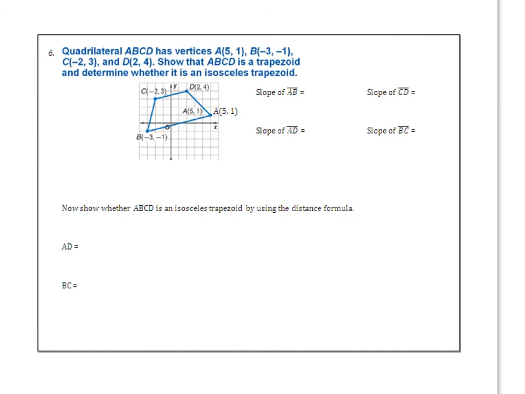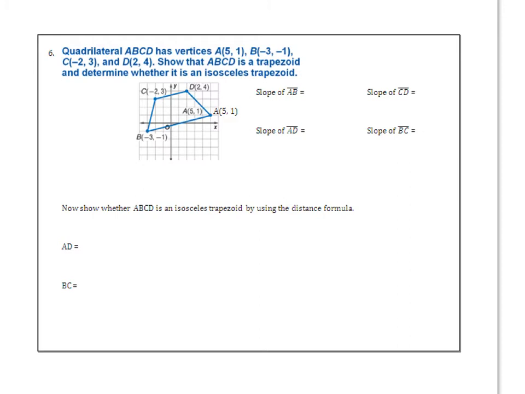Number 6. Quadrilateral ABCD has these vertices. Show that ABCD is a trapezoid and then determine if it's an isosceles trapezoid. Well, if it's a trapezoid, it has to have one pair of parallel sides. Now, to find out if sides are parallel, you have to know their slopes. Because remember, if sides are parallel, they will have the same slope.